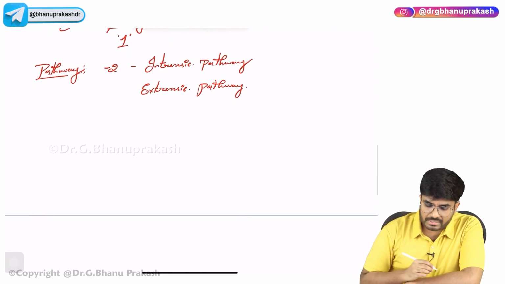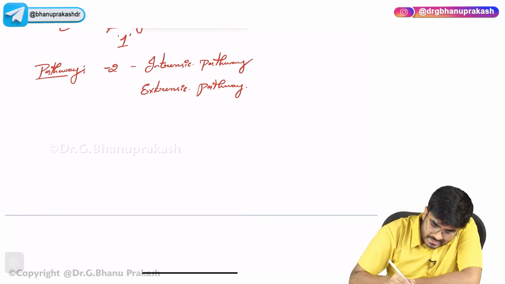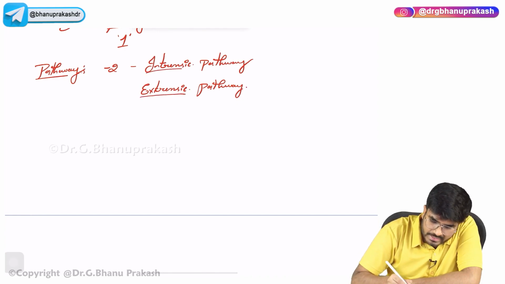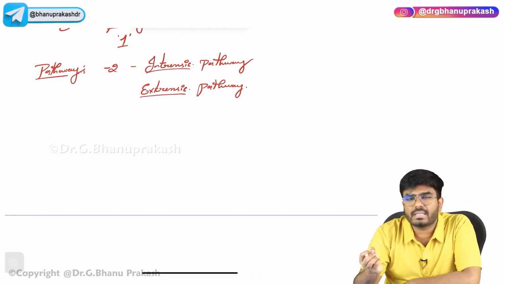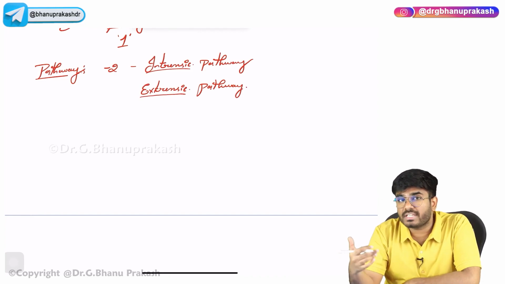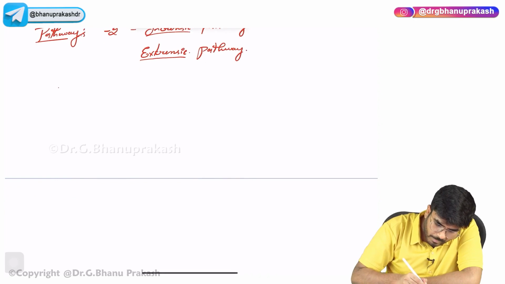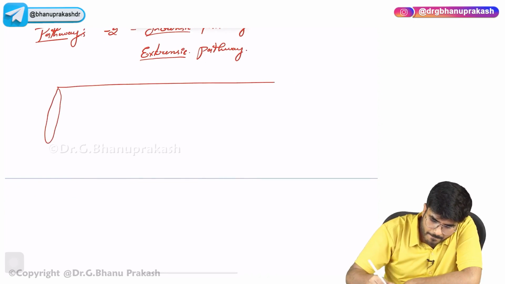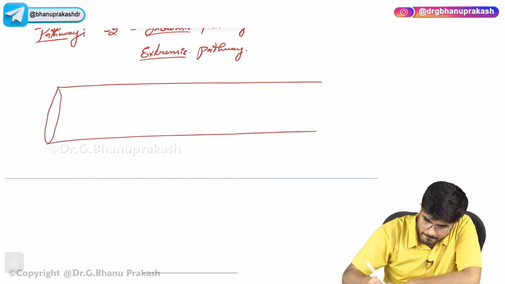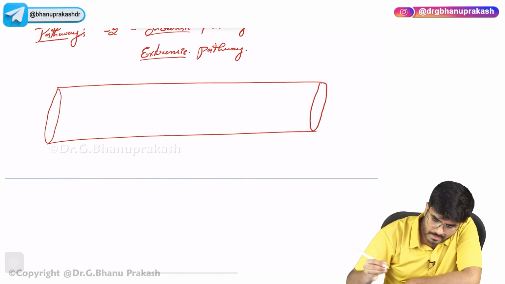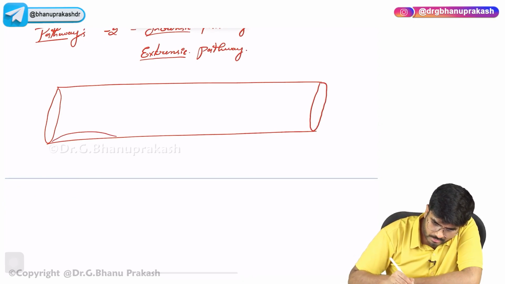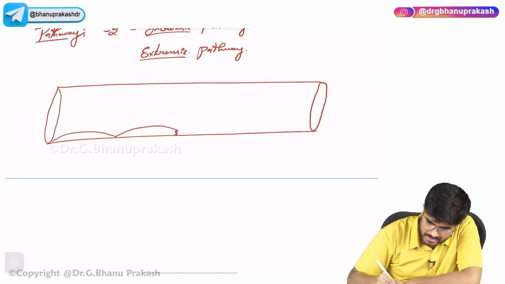So what is the intrinsic pathway and what is the extrinsic pathway? The name itself says it. Intrinsic means something within the blood vessel is starting the pathway. Extrinsic means something outside the blood vessel is starting the pathway of clotting. Now, let me put a blood vessel here. This is a blood vessel. These are the endothelial cells. This is a damaged endothelial cell.